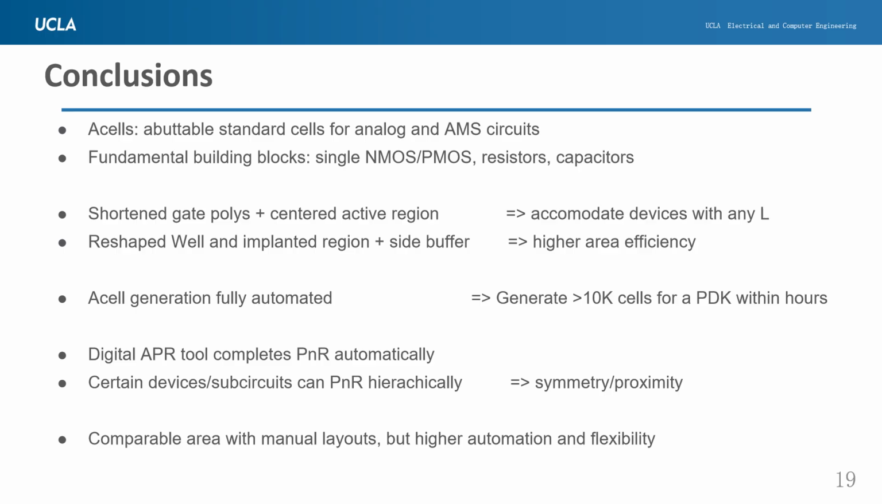The placement and route is automatically done by the digital APR tool. Certain devices or subcircuits can be placed and routed hierarchically to achieve better symmetry or proximity. The experiment part shows that the A cell-based layouts achieve comparable area compared with manually drawn P-cell based layouts, but our layout provides much higher automation and greater flexibility.